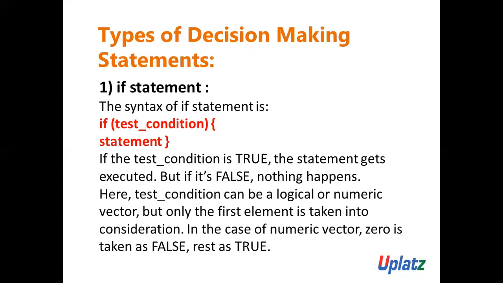In the case of a numeric vector, 0 is taken as false and the rest are taken as true. Only the number 0 is considered false. All the other numbers are considered true.